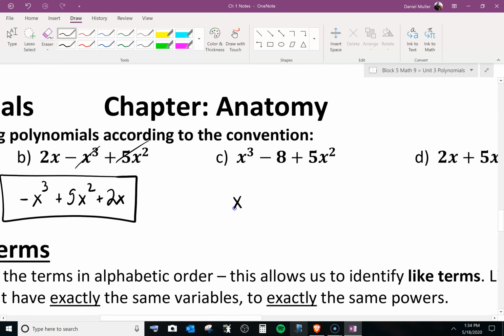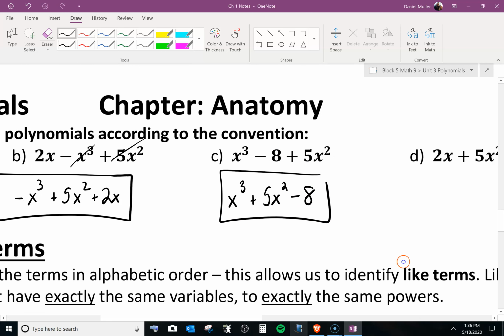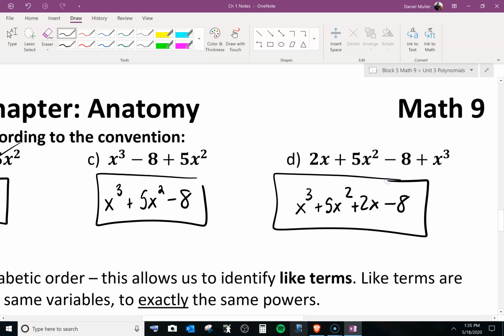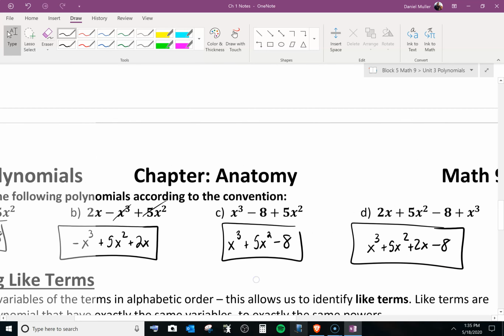The x cubed, that is the highest exponent, so that'll come first. Then the x squared, it's a positive 5x squared, so I'll put positive 5x squared. Then just the minus 8 with no x's at all. So that is in descending order. Now we'll do, it says positive x cubed, that's the highest exponent. So that's what we'll do first. I don't need to put a positive sign because it's at the beginning. Then a positive 5x squared. Then a positive 2x, doesn't say positive, but it is. And then a minus 8. So that is us just rewriting in descending order.